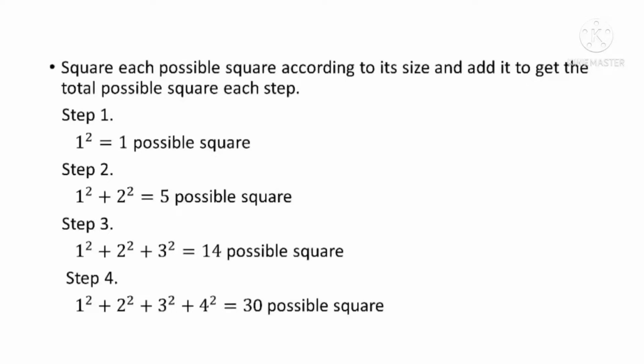Then, sa step 4 is squared na naman natin yung apat na size na na-derive natin doon, which is 1 by 1, 2 by 2, 3 by 3, 4 by 4. So, 1 squared plus 2 squared plus 3 squared plus 4 squared is equal to 30 possible squares.